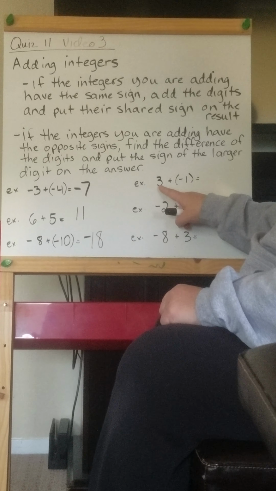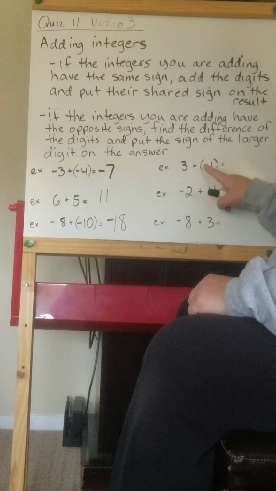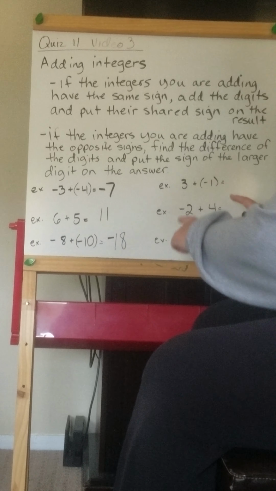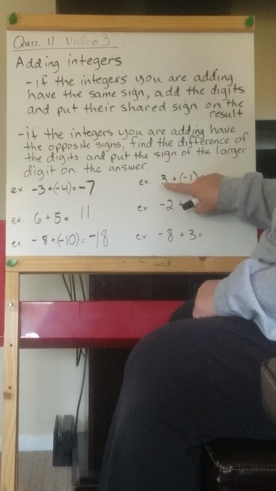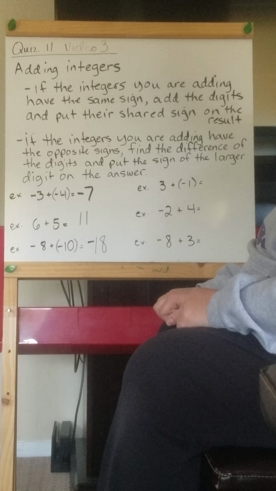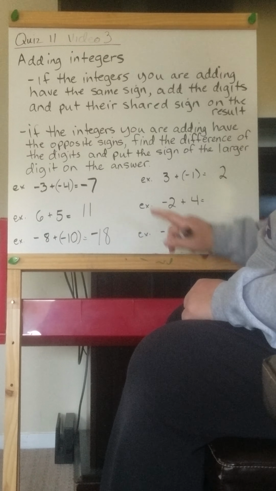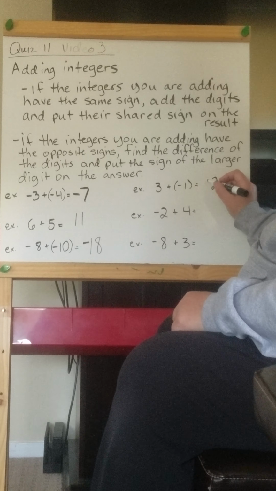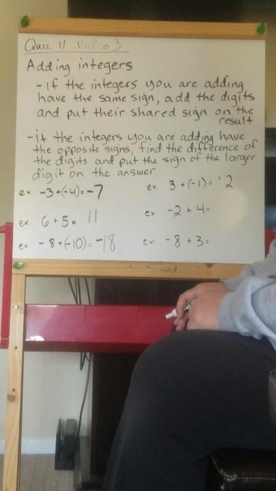So here we have this example where we have a positive 3 and we're adding a negative 1. So what does it say? Find the difference of the digits. So what's the difference between a 3 and a 1? Don't look at the negative 1, just the difference between a 3 and a 1. Well, 3 minus 1 is 2. That's the difference between them, a space of 2. And put the sign of the larger digit on the answer. Well, the larger digit is 3. So our answer is going to be a positive 2. Okay, and again, you don't have to have that little plus sign unless you really want to.